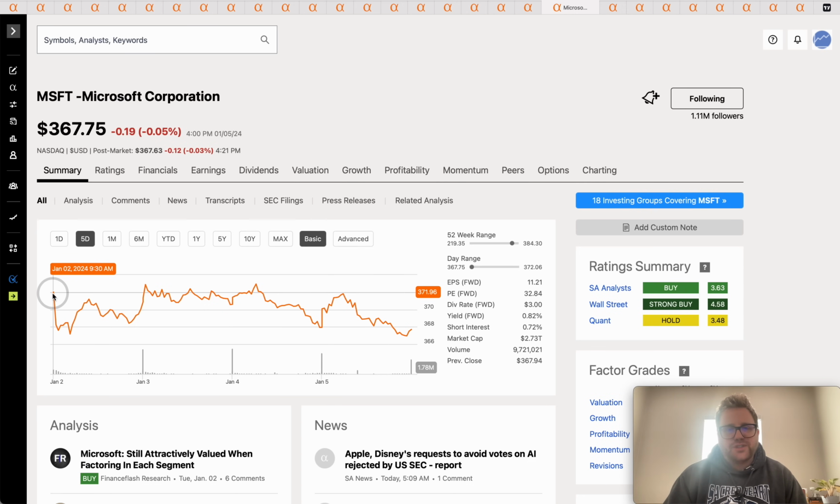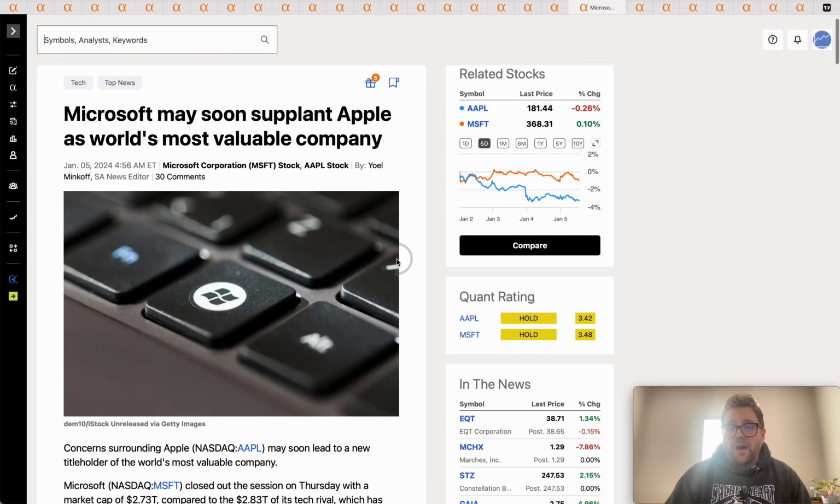Moving on to Microsoft, start of the week at, we'll call that 372, down about a point, finished the week at 367.75. Microsoft could supplant Apple as the world's most valuable company.